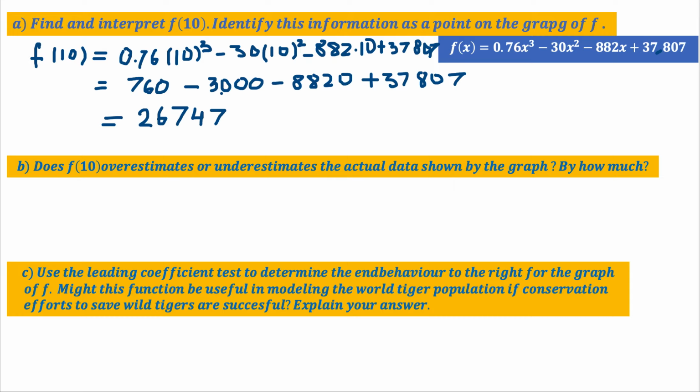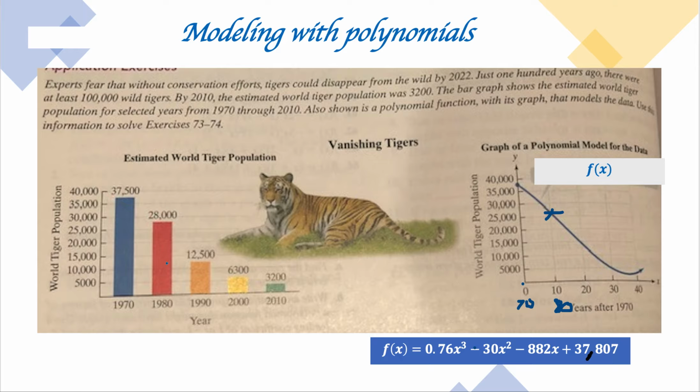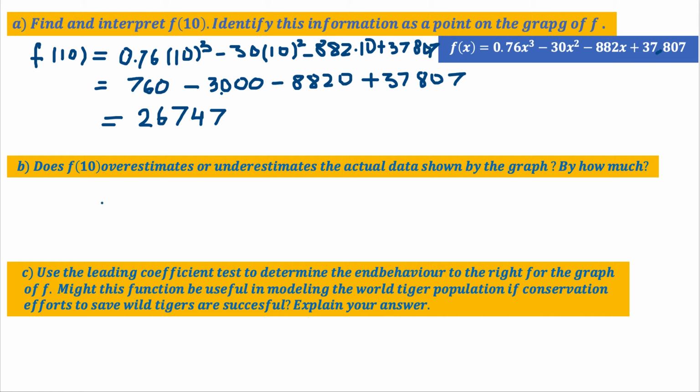26,747 tigers. But let's see what the data says for 1980. According to the estimation of the data here, 1980 is 28,000 tigers. There were actually 28,000. Let me write it with a different color. According to the graph, there were 28,000. However, the function gave us this number, 26,747. That's what they gave us.